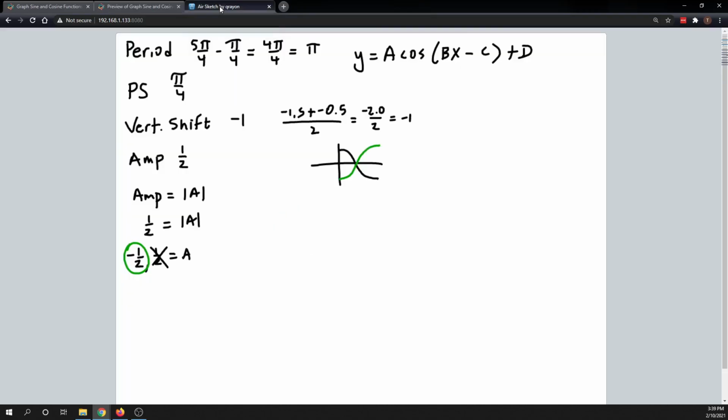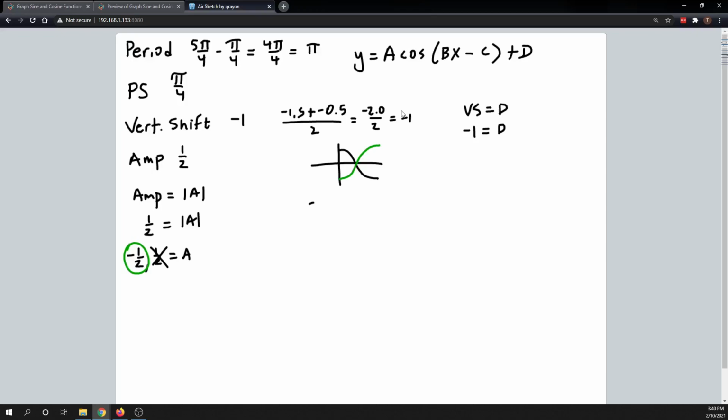D is just the vertical shift, and so D is equal to -1. So that's easy. The vertical shift is D, and we already know by looking at the graph that the vertical shift is -1. So that part's done. Now what we need to do is focus on the period. And that would be B.